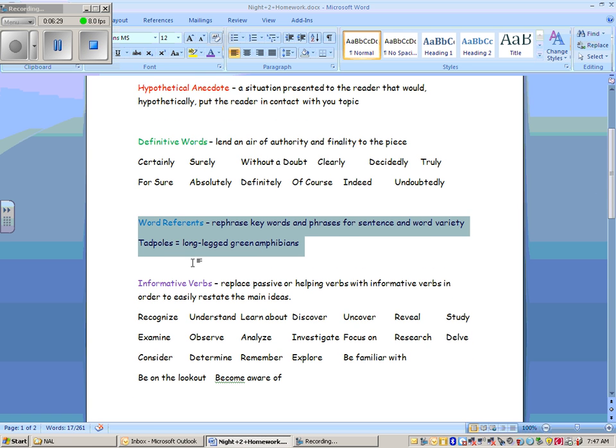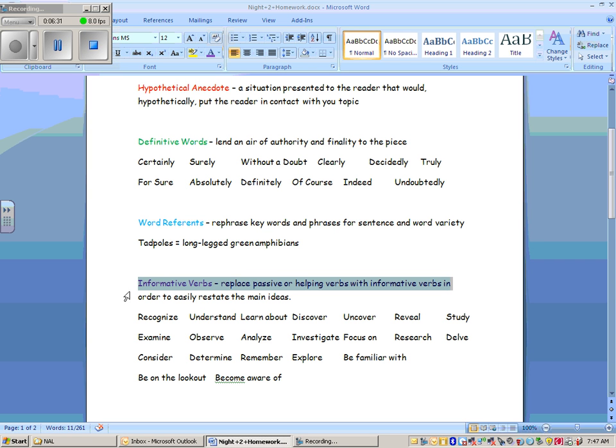The final part of our equation is informative verbs. Informative verbs replace passive or helping verbs. So these are ones that you're going to want to include. You need to tell your reader that they need to learn about or analyze or research or become familiar with. You need to use at least one of these words in your conclusion.